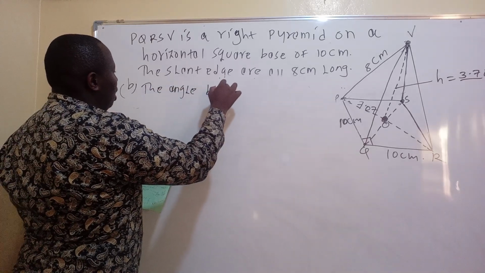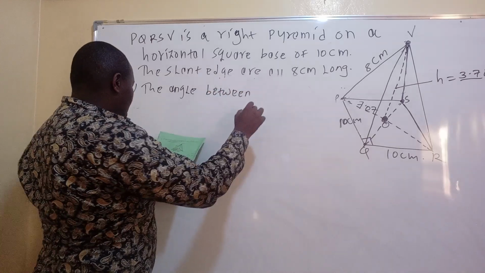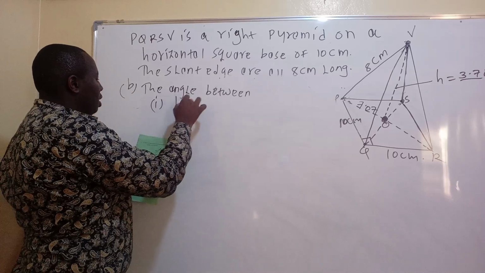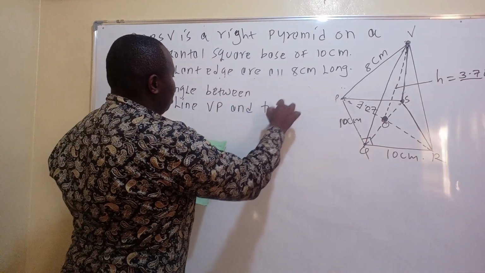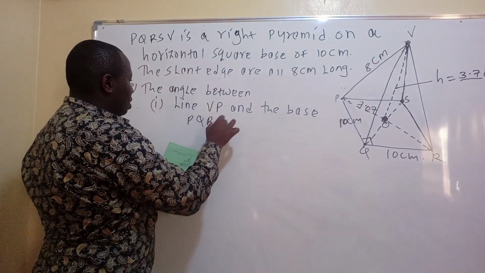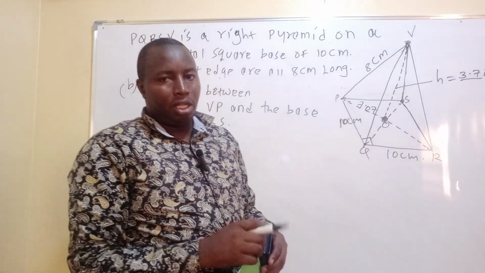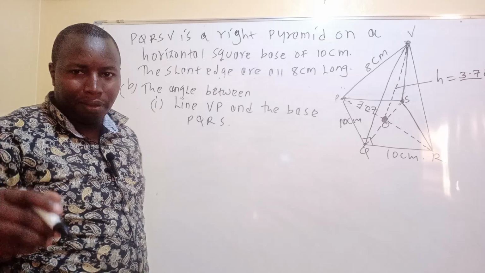between line VP and the base PQRS. So this is the angle between a line and a plane.